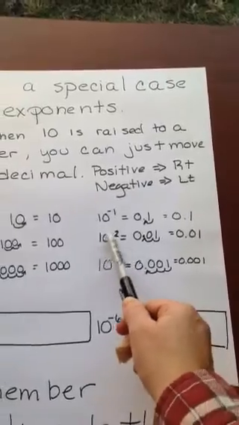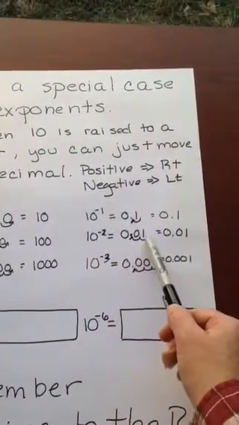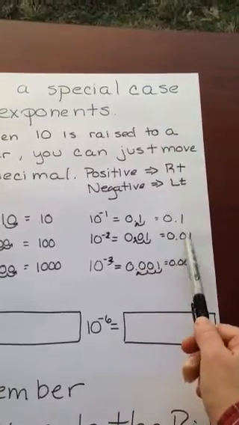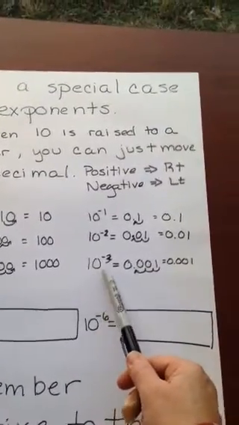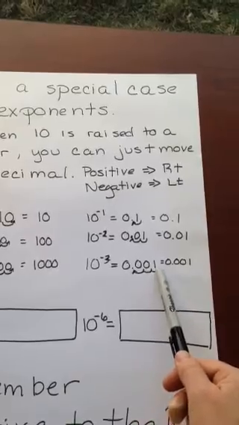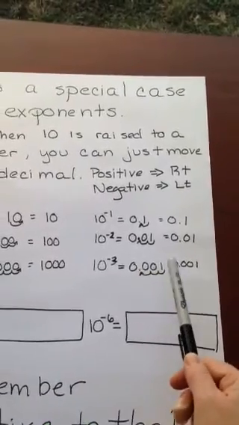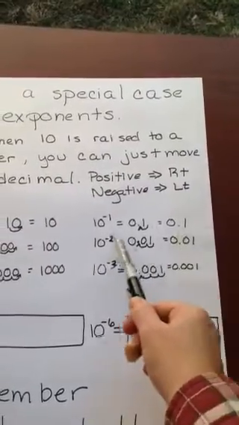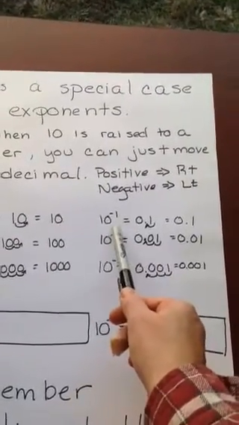If I have 10 raised to the negative 2, I start with the decimal right by the 1 and I go 1, 2. That's 0.01. If it's 10 raised to the negative 3, I'm going to start right here at this decimal and go 1, 2, 3: 0.001. So if you notice, there's a similar, little different pattern though.